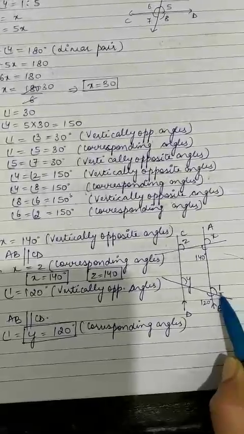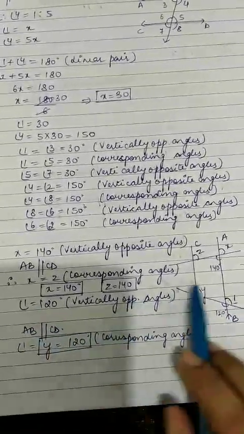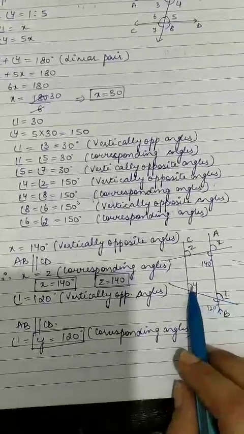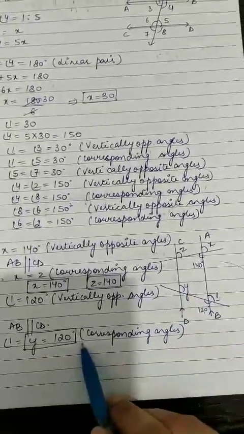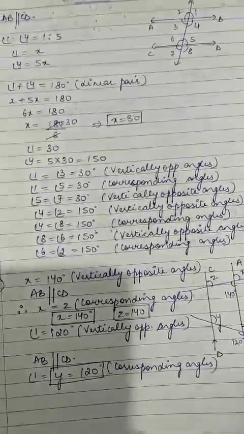Children, this is angle 1, write it over here. Angle 1 is equal to 120, vertically opposite angle, and angle 1 is equal to angle Y, which is 120 degrees. Reason, corresponding angles. So this only we have to calculate in the second question.